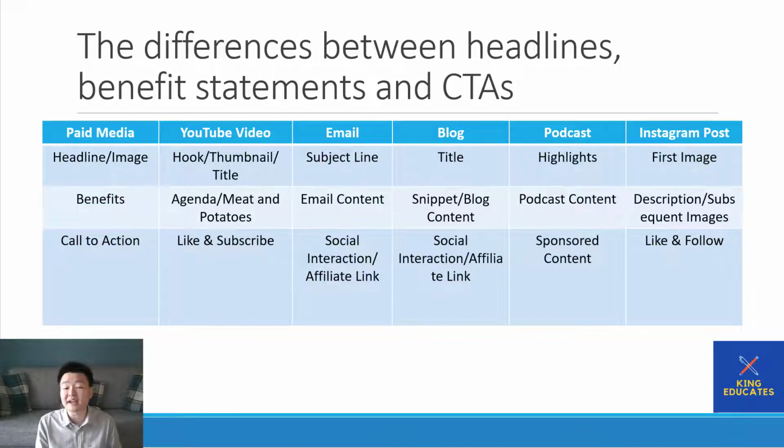Your blog is the same thing. Your title is the headline. Your benefits are the snippet that you write for Google, so you optimize for snippets on Google search. Your blog content is also the benefits, and all your subheadings are benefits. Your calls to action are, again, social interactions or affiliate links. Like, if you're interested in this camera, here's where you can buy it. Amazon affiliate link, done. That's after you review the actual product if you're building an affiliate review website.